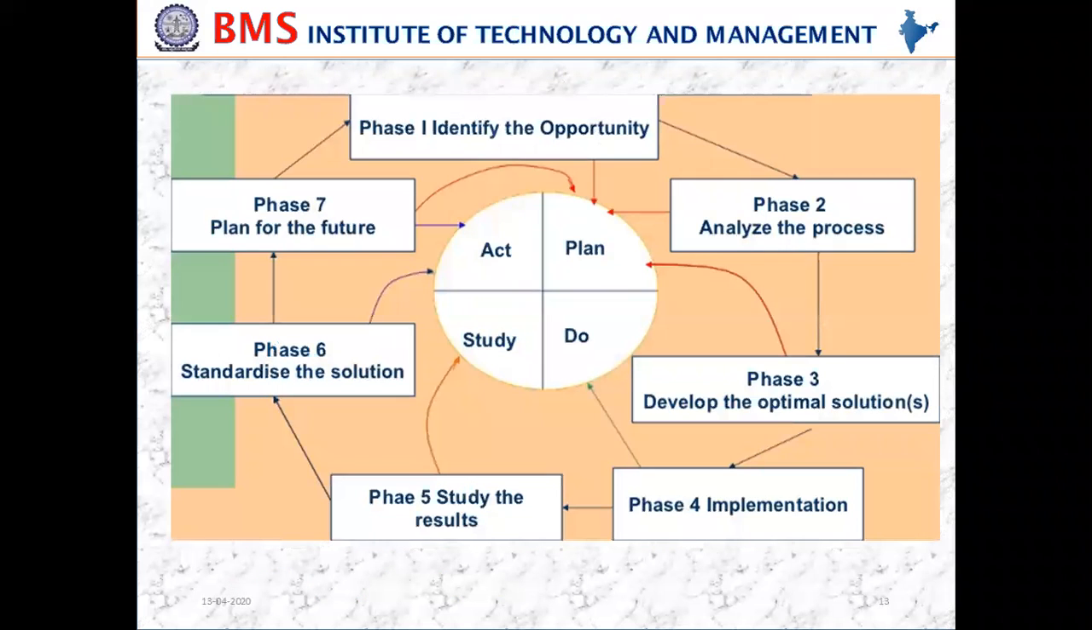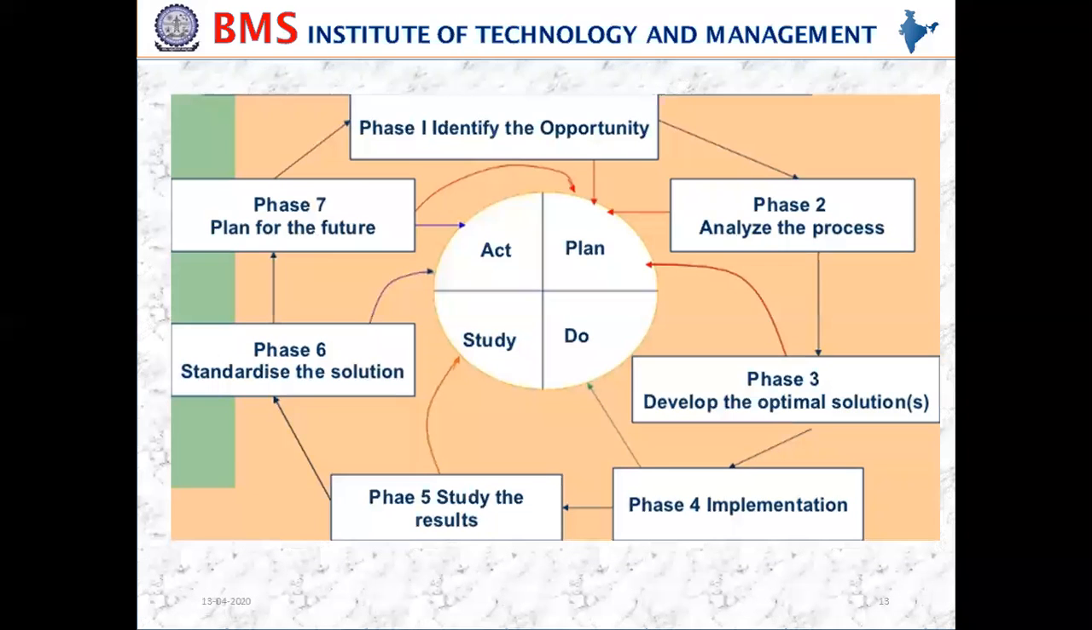We'll see that. This is the continuous process improvement cycle, which incorporates the PDSA cycle. These seven phases, phase 1 through phase 7, are called problem solving phases. So the problem solving phases together with the PDSA cycle are called the continuous improvement cycle. There are seven phases, as we discussed.